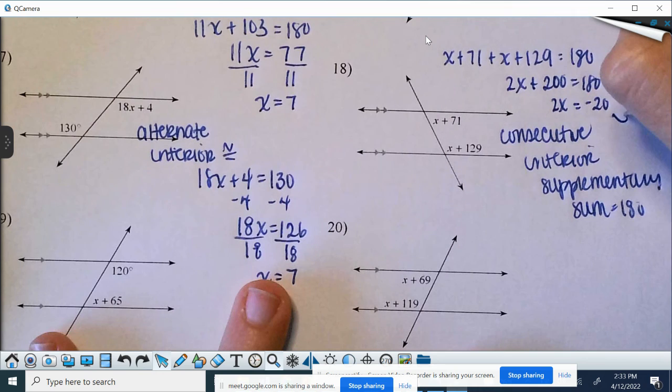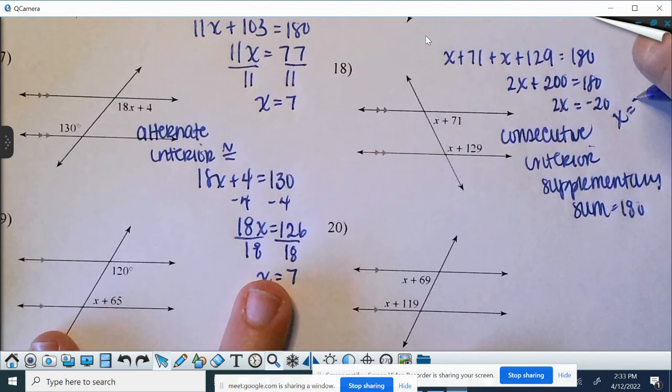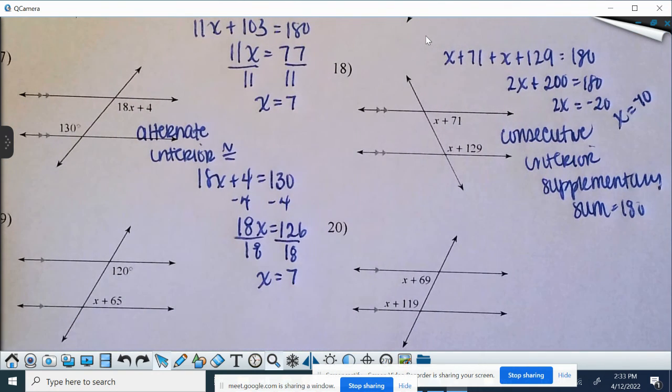And we divide by 2 too. Hopefully I'm right. Even I question myself when I get negatives. So negative 10 plus 71 is going to give us 61. And then negative 10 plus 129 will give us 119, which with 61 does give us 180. So that negative 10 is correct. Whenever you question it, just plug it in and solve it and check it as you did back in 8th grade math or even in Math 1 prior to now.